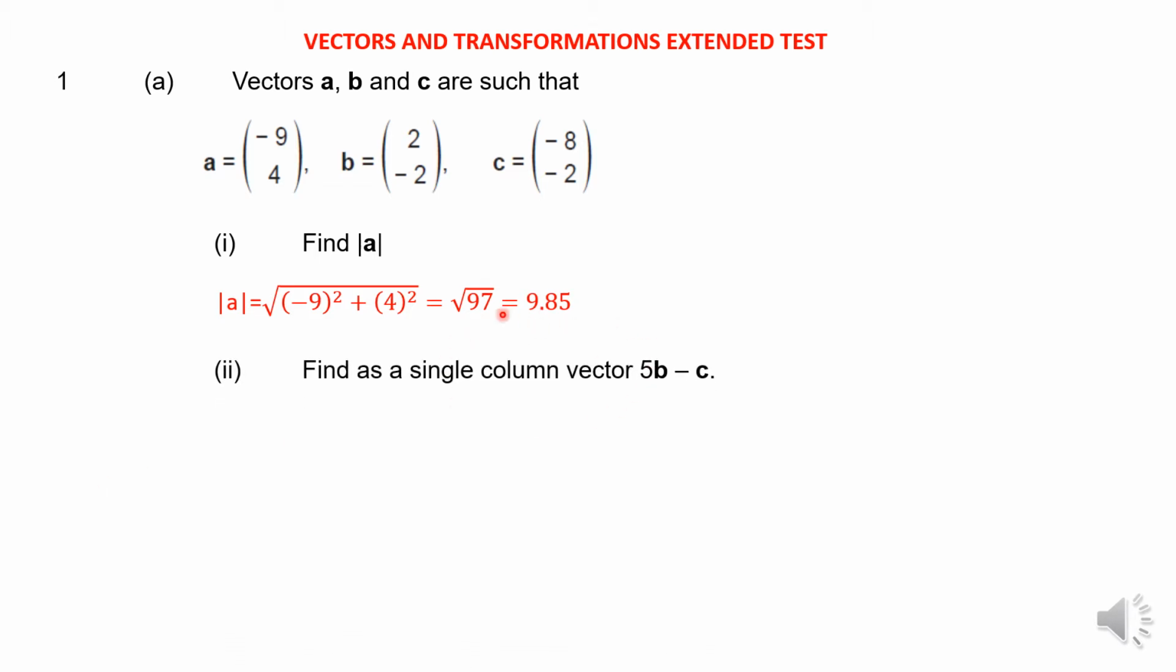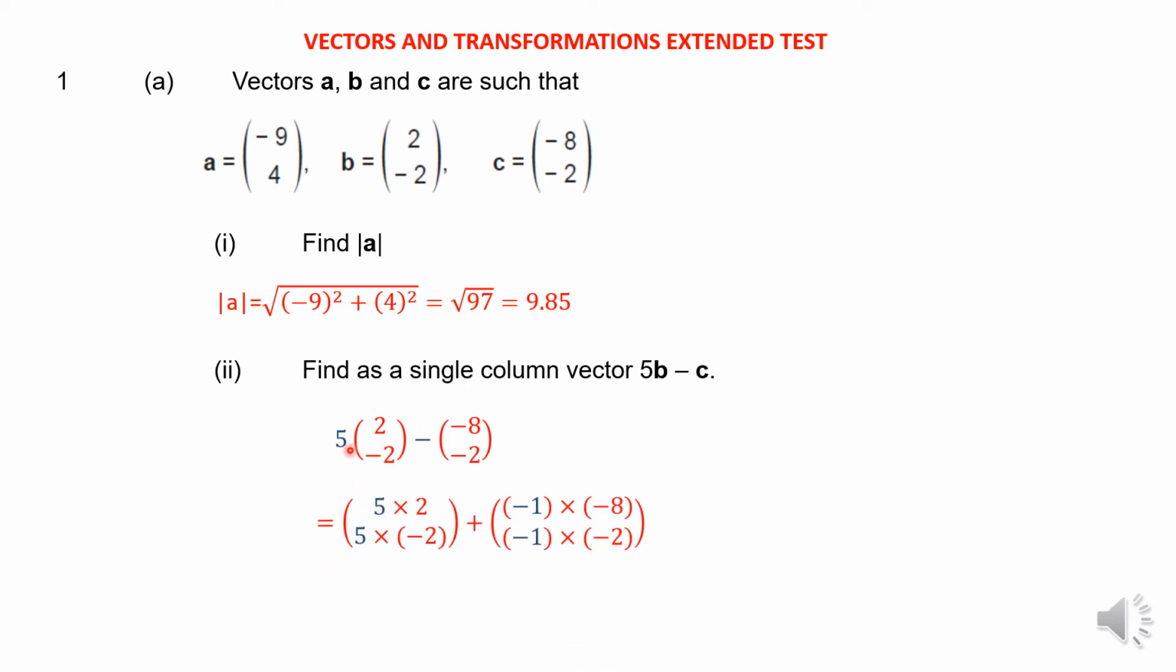Right, then you're supposed to find as a single column vector 5 times vector B minus vector C. And then obviously you multiply that 5 with each of the components in the vector, and also the negative 1 here with each of the components in that vector. And that should give you (18, -8). This one was quite straightforward, and the students got this one right.